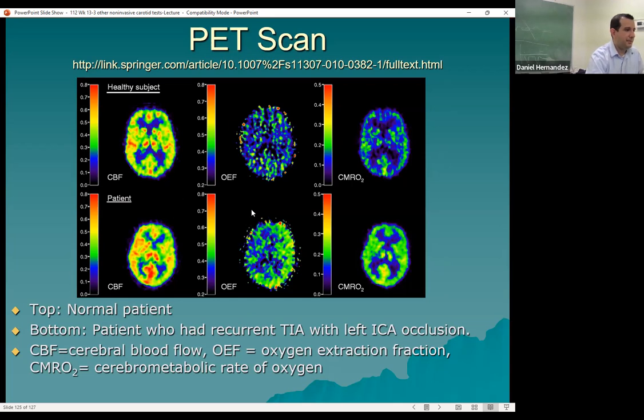So on the top is a normal patient. And the bottom was a patient that had recurrent TIA with a left ICA occlusion.